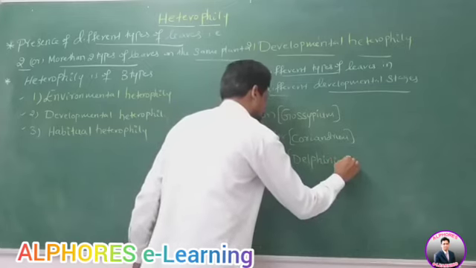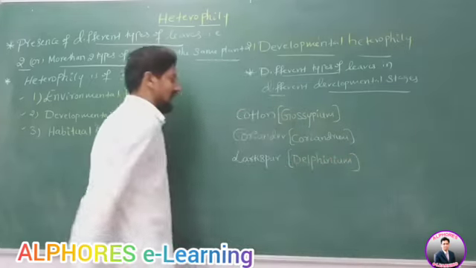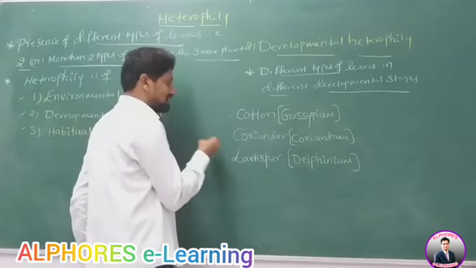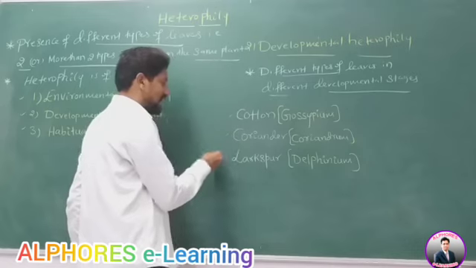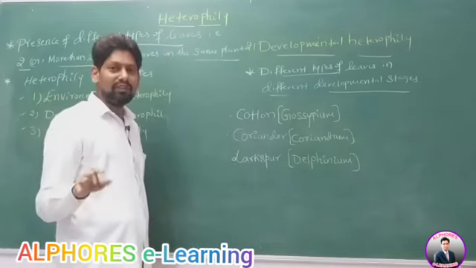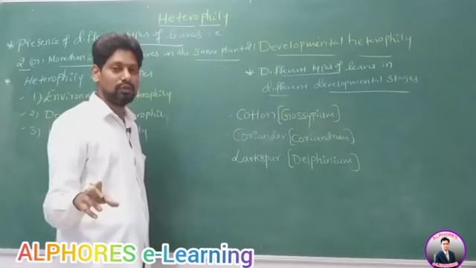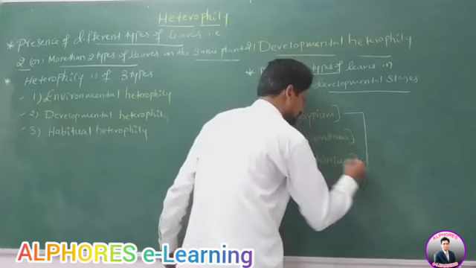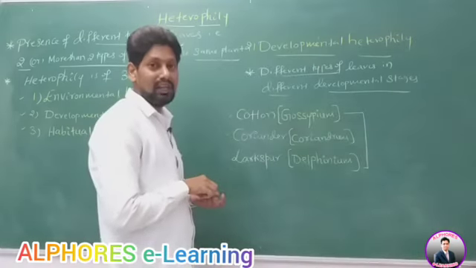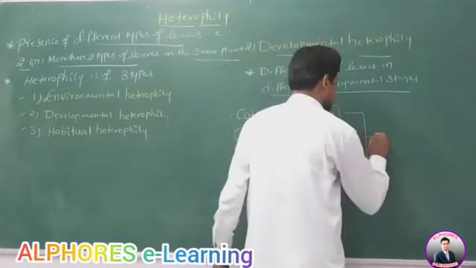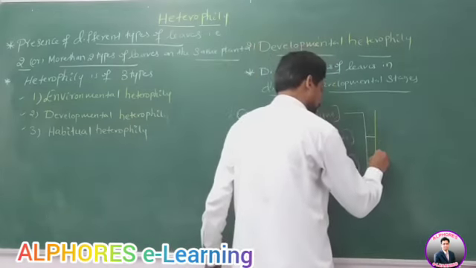Delphinium. The genus word of larkspur is what, sir? Delphinium. In the case of cotton, coriander and larkspur, in these three examples, the plant produces different types of leaves in different developmental stages. How are you going to say it, sir?